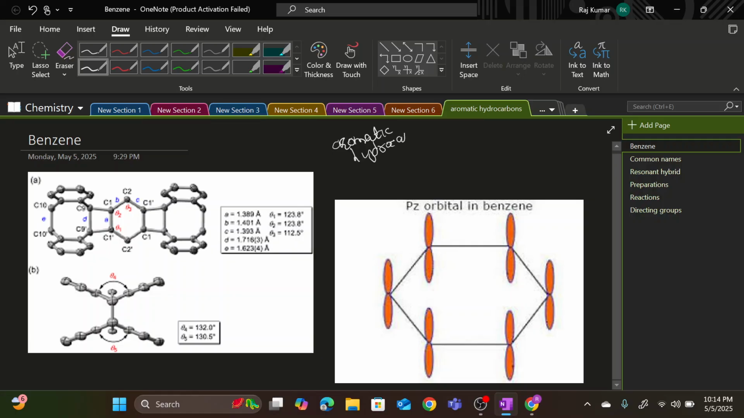An aromatic hydrocarbon is such a hydrocarbon which is having unsaturation, a hydrocarbon which is having unsaturation in a cyclic ring. Such type of hydrocarbon is known as aromatic hydrocarbon. The simplest aromatic hydrocarbon which is found is benzene.